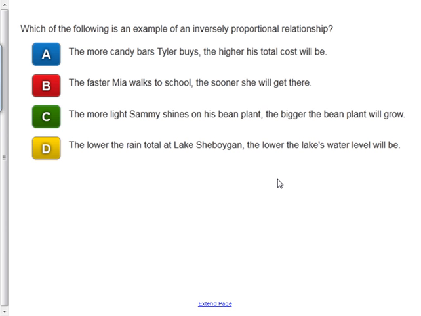Which of the following is an example of an inversely proportional relationship? So again, as one thing increases, the other is going to decrease. That's what we're looking for. So the more candy bars Tyler buys, that's an increase, and the higher the cost, that's also an increase. So we have 2 increases, so that's not going to work. So A is not a good choice. The faster Maya walks to school, that's an increase, the sooner she will get there. Sooner means it's going down. So here we have opposite directions. So I like B as my choice, but let's keep reading.